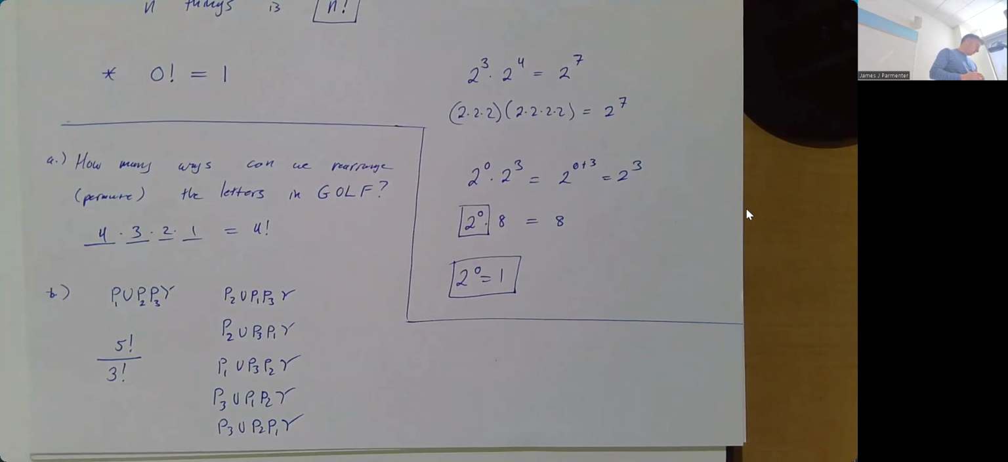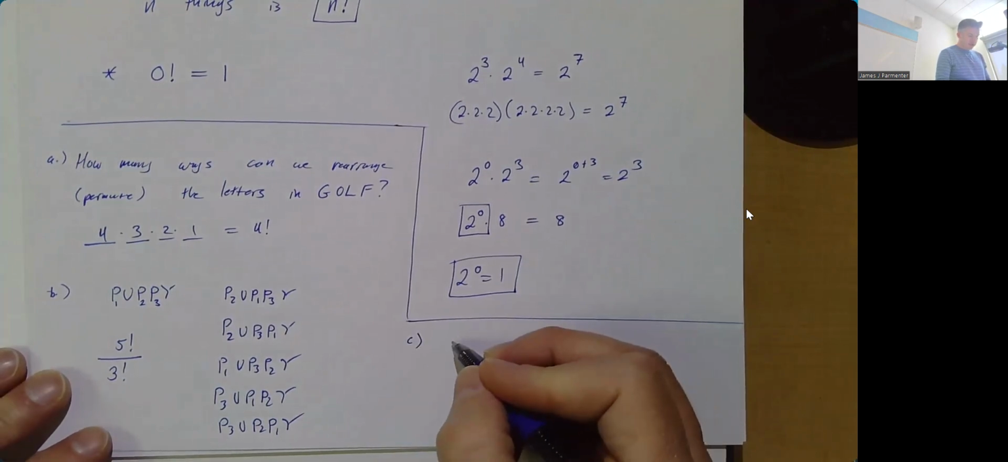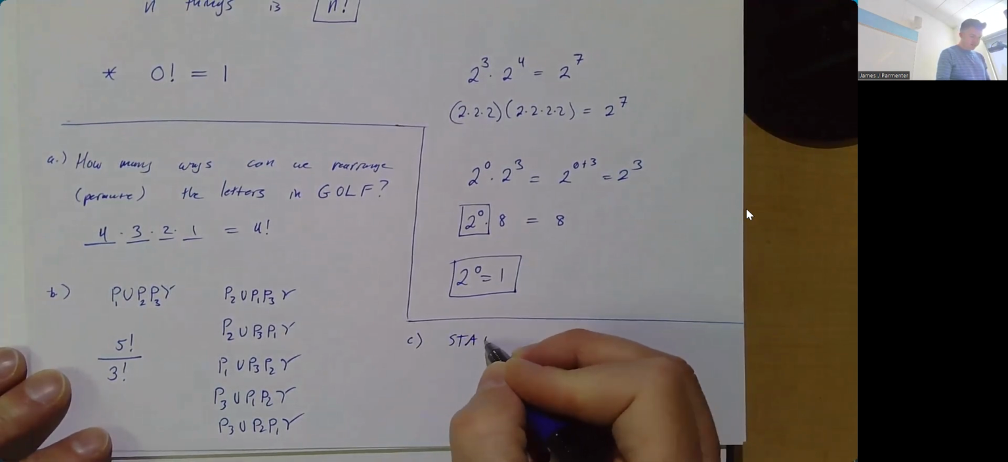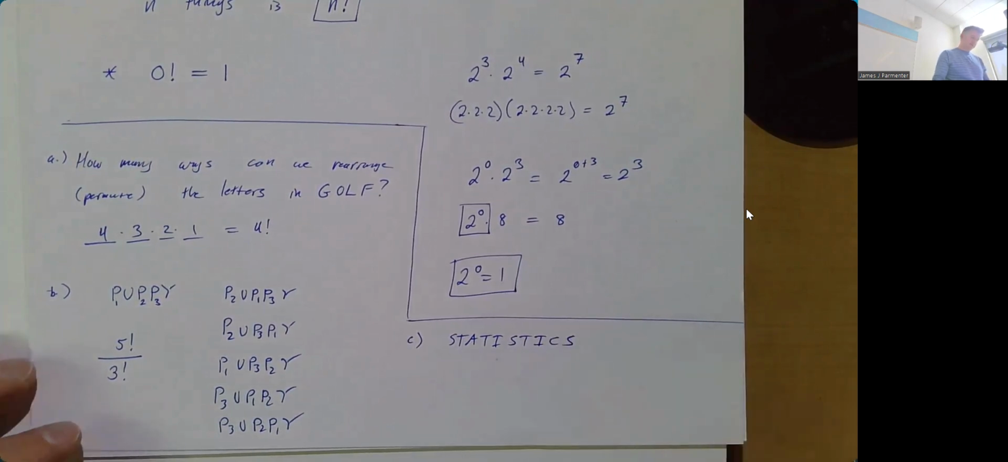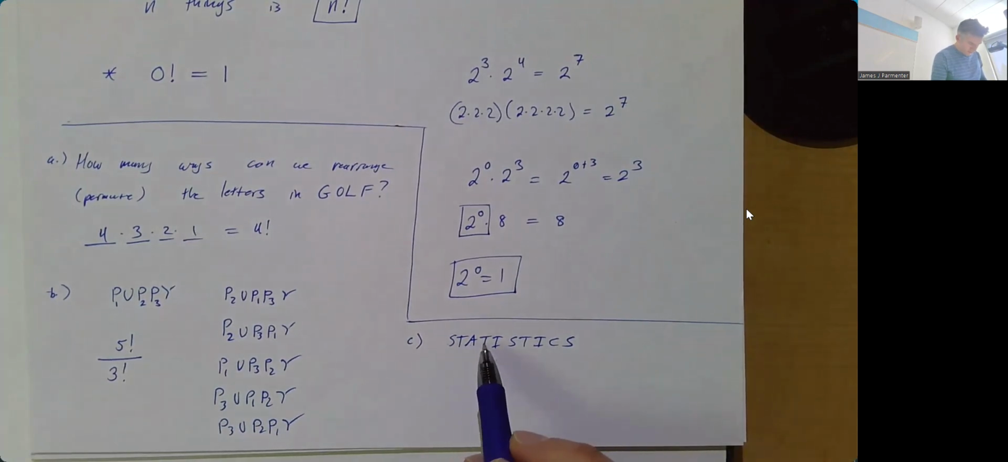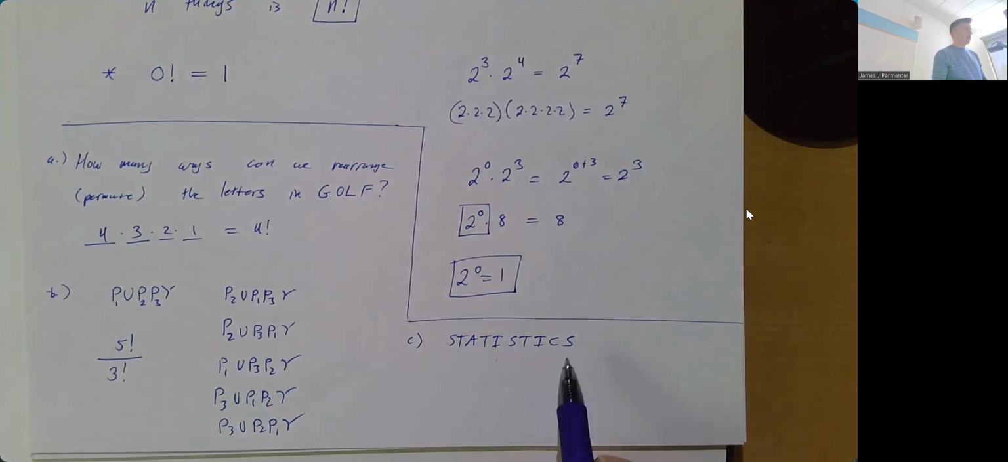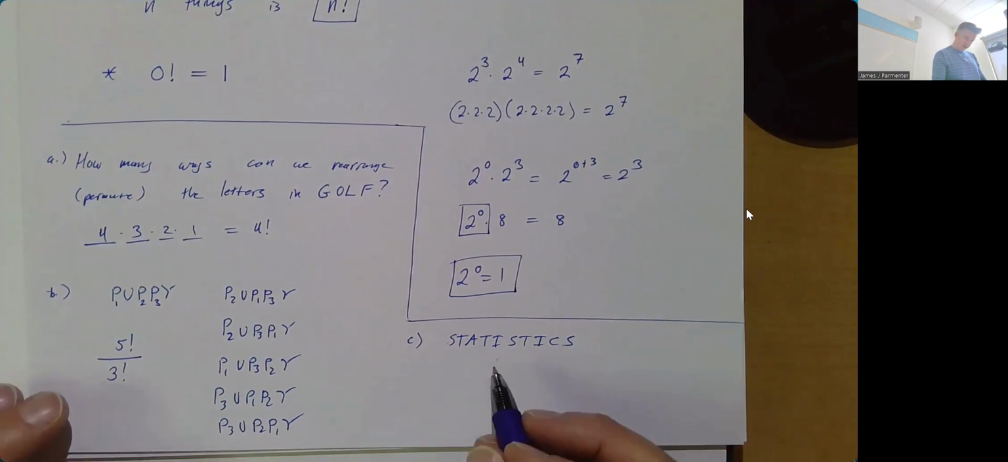Oh, there's another good word here too. Let's do one more. After you know how this works, it's pretty easy. How about statistics? Okay, how many letters are in statistics? 1, 2, 3, 4, 5, 6, 7, 8, 9, 10. Great. My I's and my T's are a little bit dicey there, but yeah, okay.